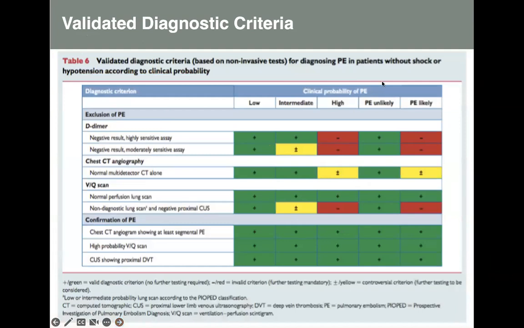So here we're trying to compare all the investigations that we have been talking about for exclusion of PE. On the green, it means it's a valid diagnostic criterion. So if you look at the D-dimers, on the intermediate, on the high, and PE likely, it's not doing very well. CT angiography is the same. On the high and the likelihood of a PE, it's plus or minus, okay? VQ mismatch studies, again, they can have normal. On the normal lung perfusion, it's fine.